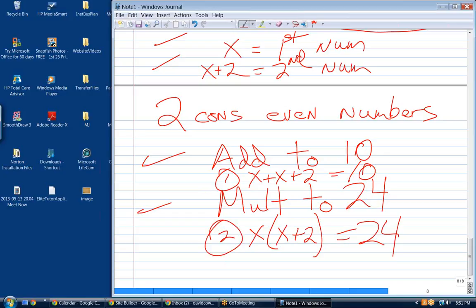In this case, I can actually solve it from one equation alone because I only have one variable. But if I solve this first equation, I got 2x plus 2 equals 10. Therefore, 2x is equal to 8. Therefore, x is equal to 4. So x equals 4. 4 is my first number. What's my second number? Since it has to be a consecutive even, it has to be 6. 4 plus 6 equals 10. 4 times 6 equals 24.